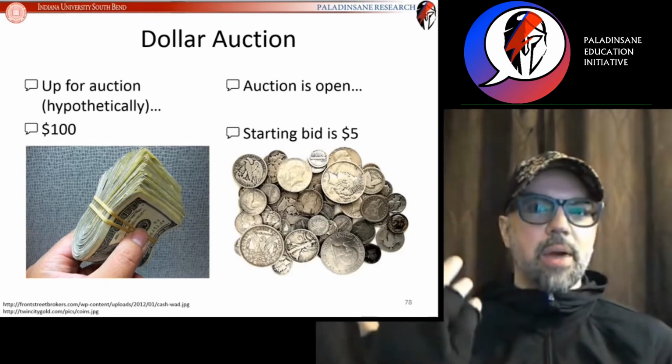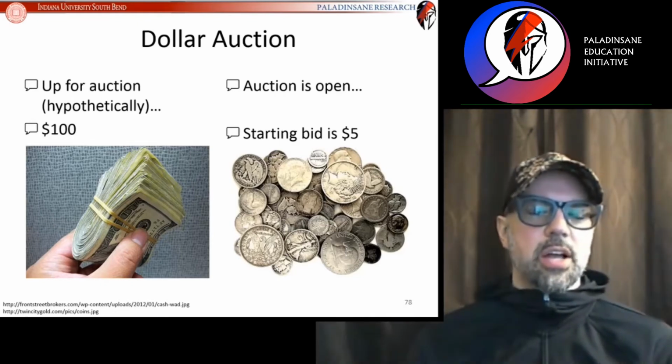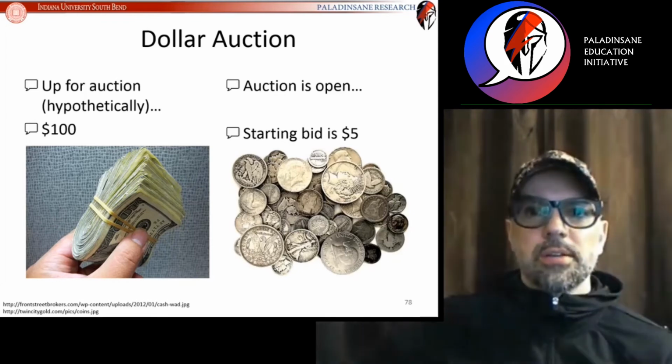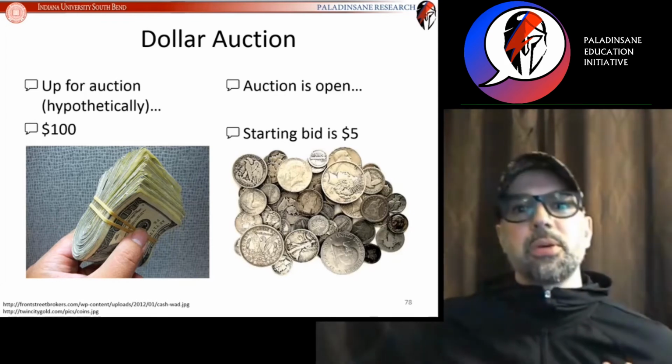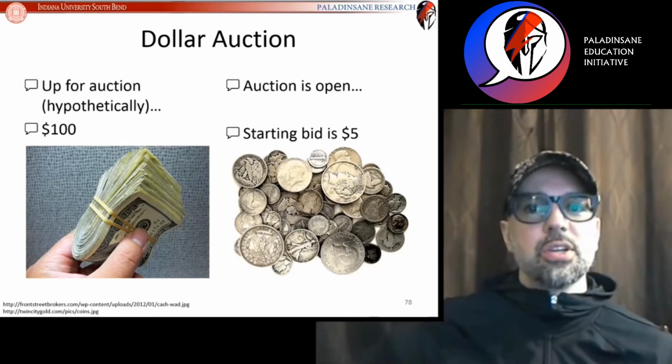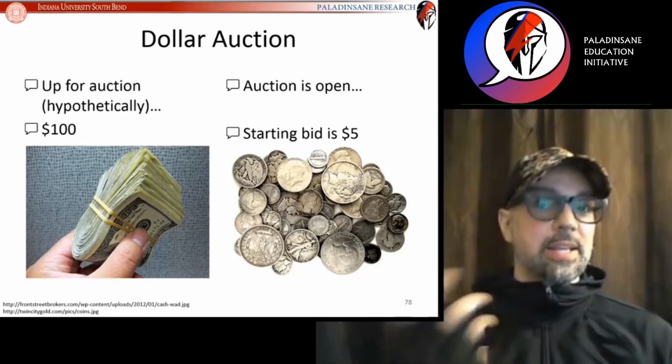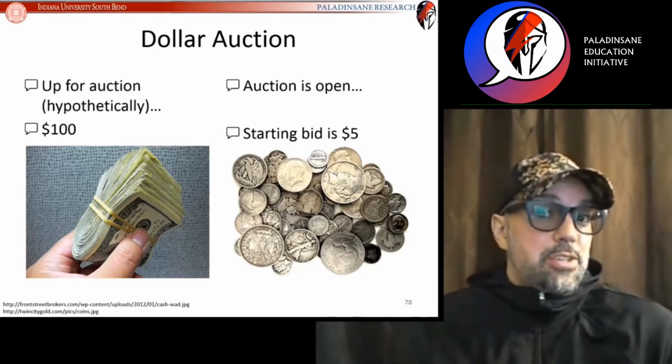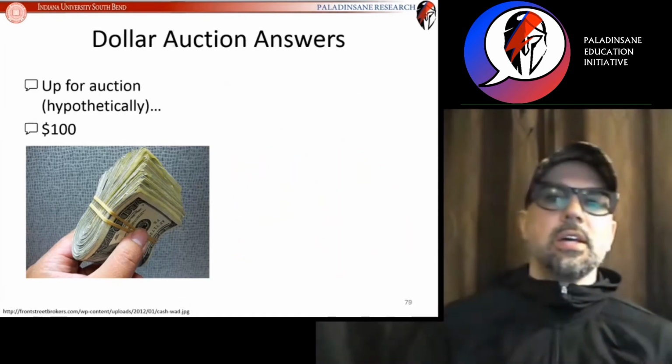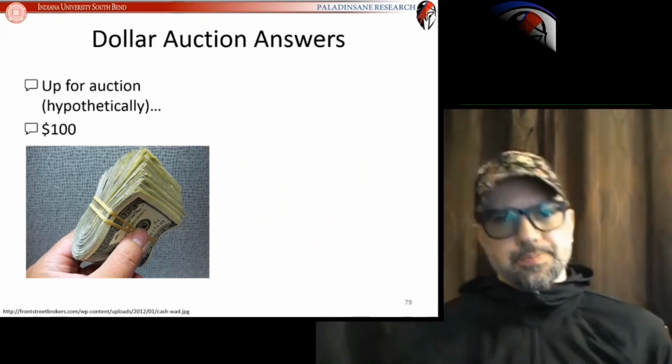So who in their right mind would say, you know what, if there's $100 up for auction, I'm going to pay $200. That's going to be a great decision, right? Everybody would understand that's a horrible decision because you're going to lose $100. So why is it that that might actually be a rational decision? Let's take a look.